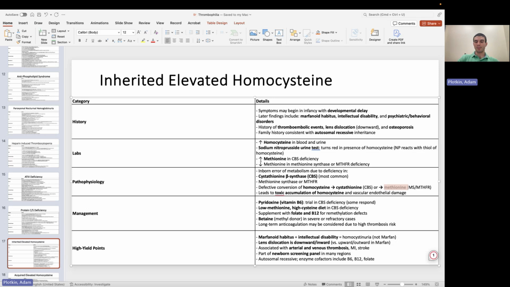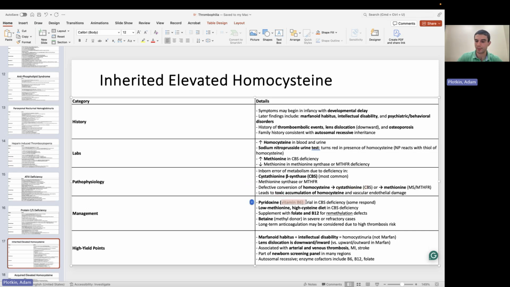Okay, so that's why the methionine will be elevated in the CBS deficiency, because homocysteine is not able to get broken down to cystathionine, so it has to go down the methionine route. And that's why methionine is low in the MTHFR deficiency, because homocysteine can't go the methionine route, it has to go the cystathionine route. All right, this leads to toxic accumulation of homocysteine and vascular endothelial damage.